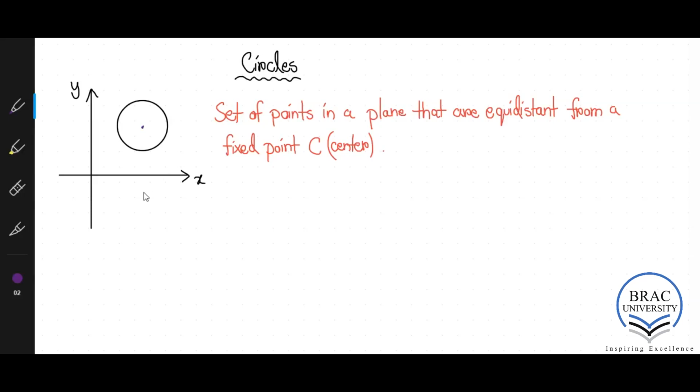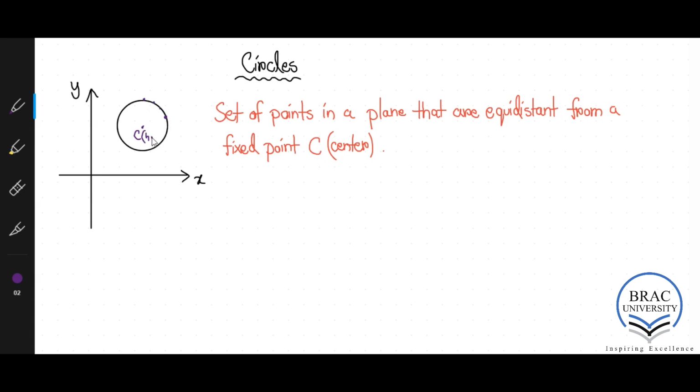In this video, we're going to be talking about circles. Now, circles are defined as the set of points in a plane that are equidistant from a fixed point C. So all of the points in this 2D plane are equidistant from this center C.